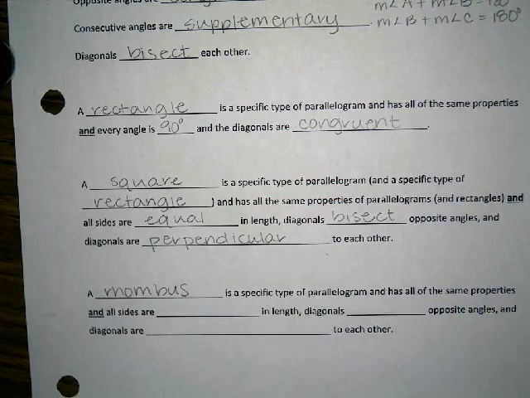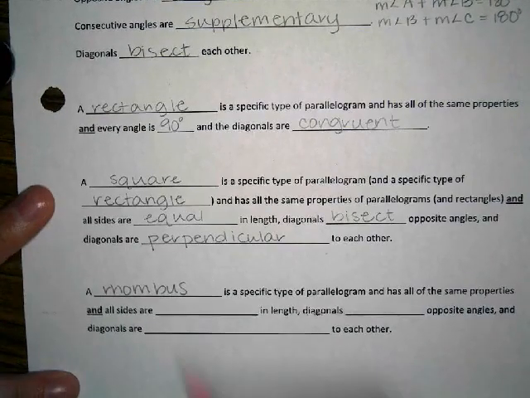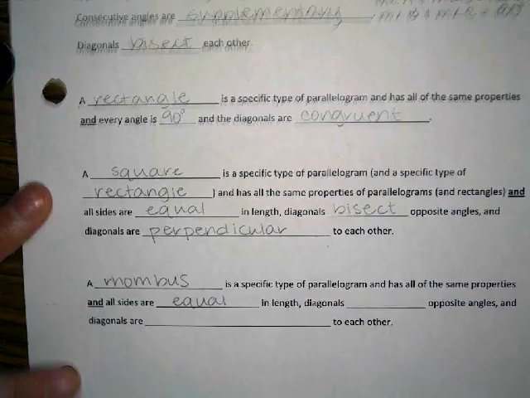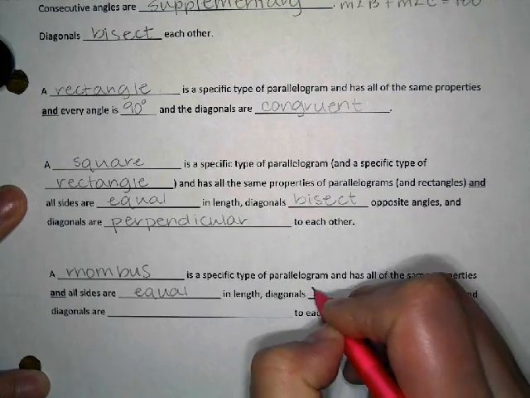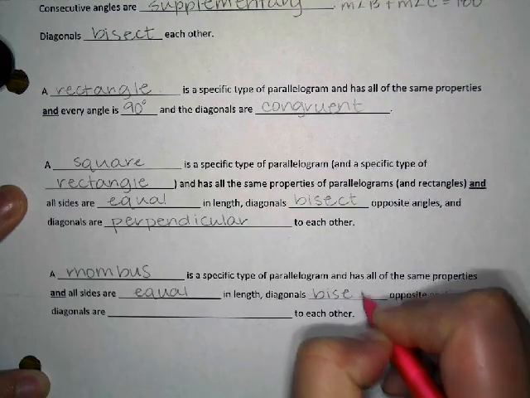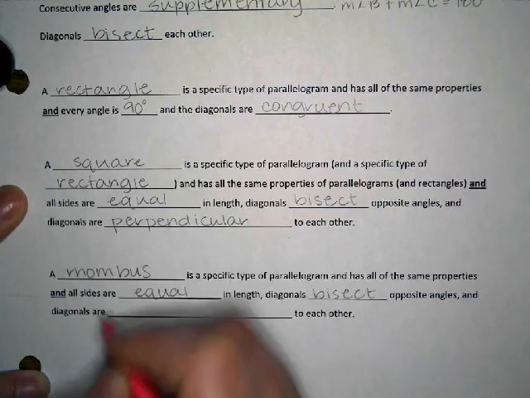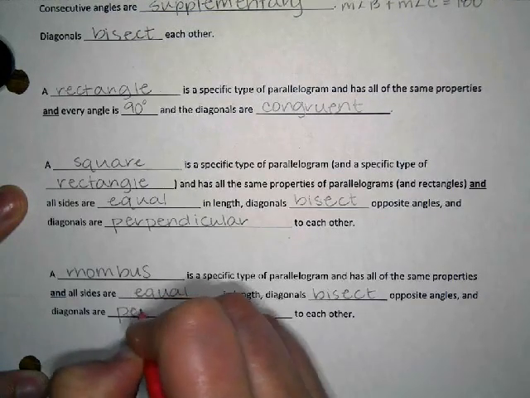All right. A rhombus is a specific type of parallelogram. It has all the same properties of parallelograms, and all of the sides are equal in length. The diagonals bisect the opposite angles, and the diagonals are perpendicular to each other.